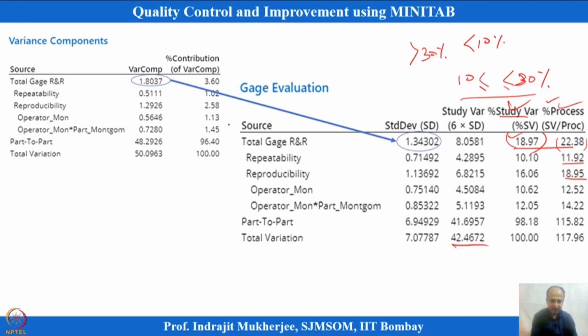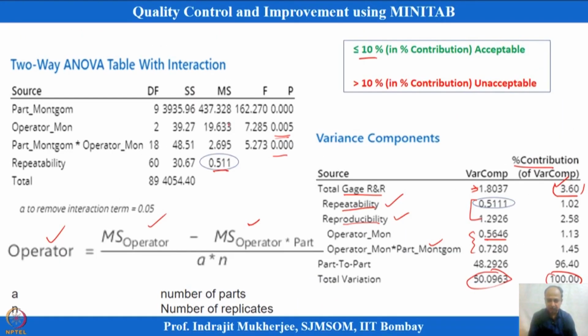Which is significant, that is shown in the previous one, when we said that part and operator interaction is significant, but statistically and practically also we have to consider it. So, either you go by percentage contribution, and if this is very high, then we will look into the operator and part and operator interaction. Otherwise, we may ignore this one, and only go by percentage contribution, and based on that we may make a decision.